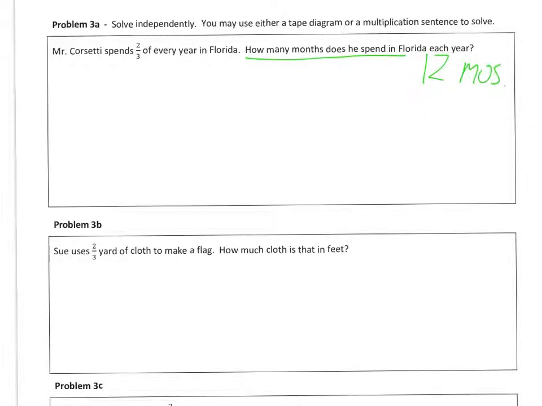On this next problem, Sue uses 2/3 of a yard of cloth to make a flag. How much is that cloth in feet? There are 3 feet in 1 yard. All right, go ahead and solve. Raise your hand or bring it to me when you're ready to check. Good luck.